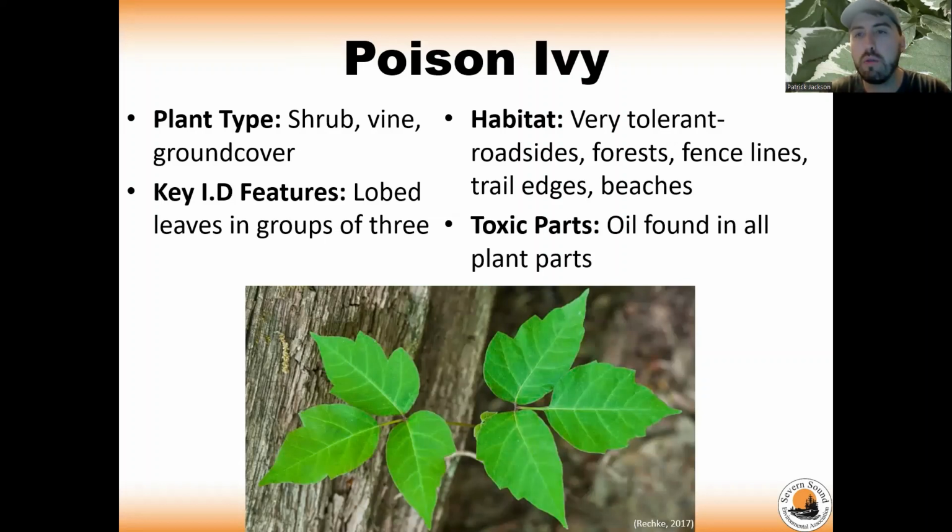We actually have two species of poison ivy within our watershed. We have the eastern and the western poison ivy. The western is by far the most common. It's typically a low ground cover, so it can get as high as waist height. I've seen it in certain areas, but it's typically a low shrub along the ground. It loves roadsides, the edges of parkland, trails.